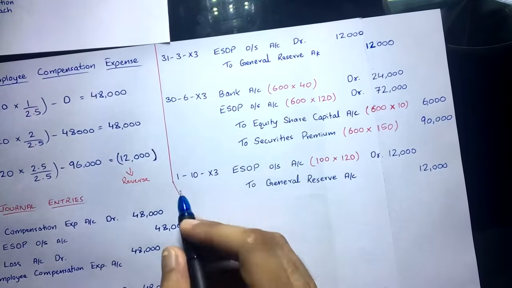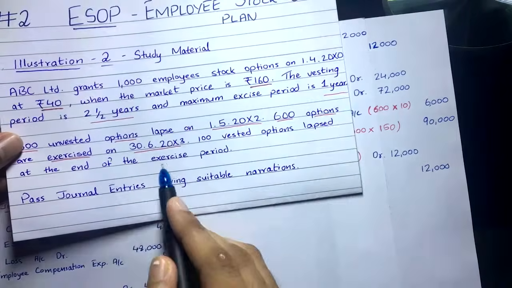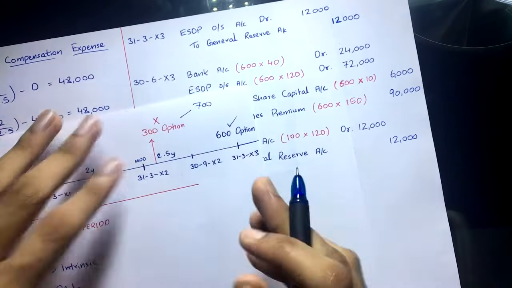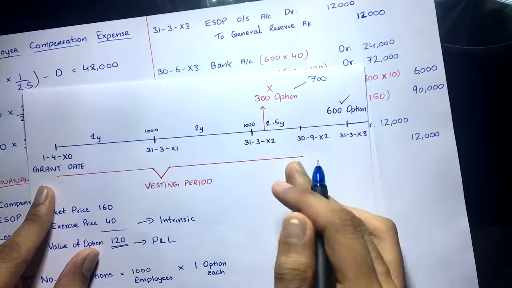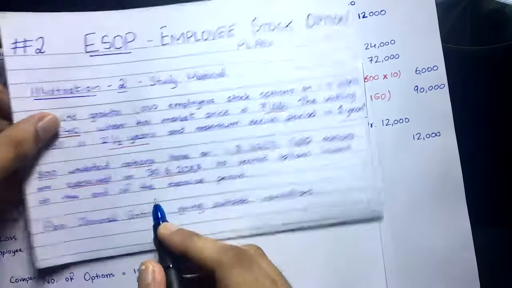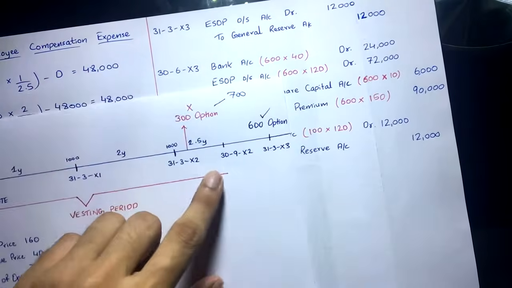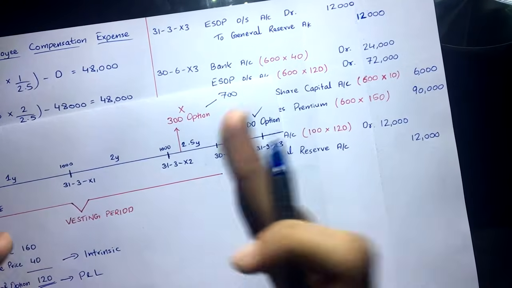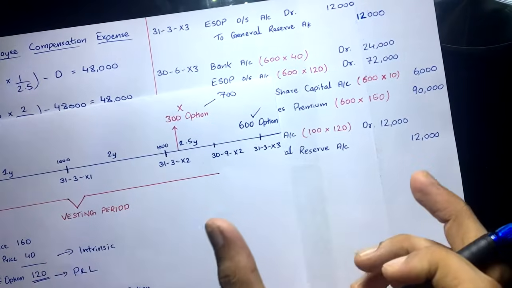So this happened on when? The date which you have to take, you have to be careful about that. It happened at the end of the exercise period. Now, which is the end of the exercise period? This was the vesting period till 30th September X2. Then exercise period started, and exercise period was of how many years? Of 1 year. Maximum exercise period is 1 year. So from 1st October X2 to 1st October X3, that is 1 year, this is the exercise period.